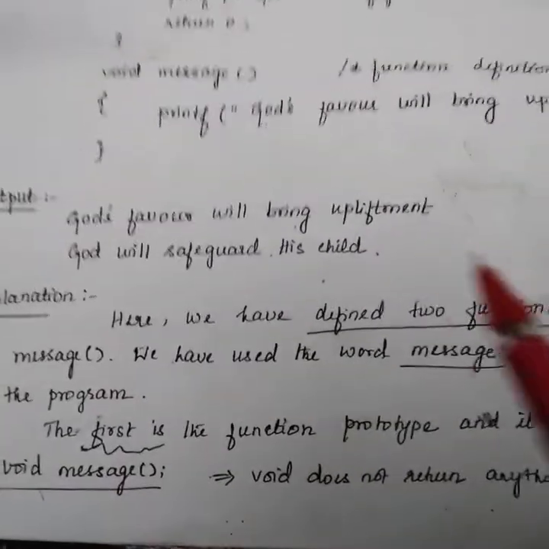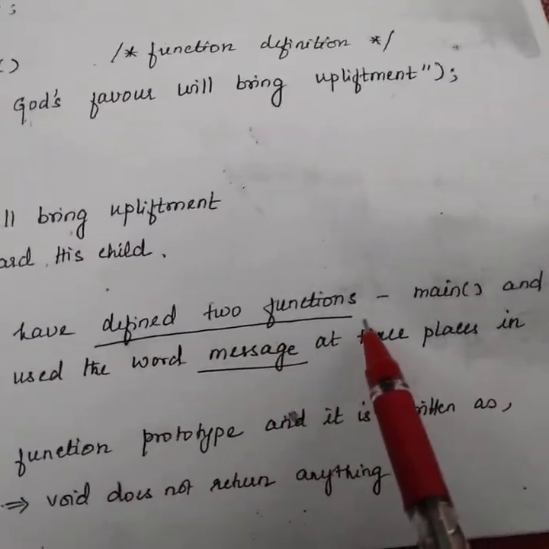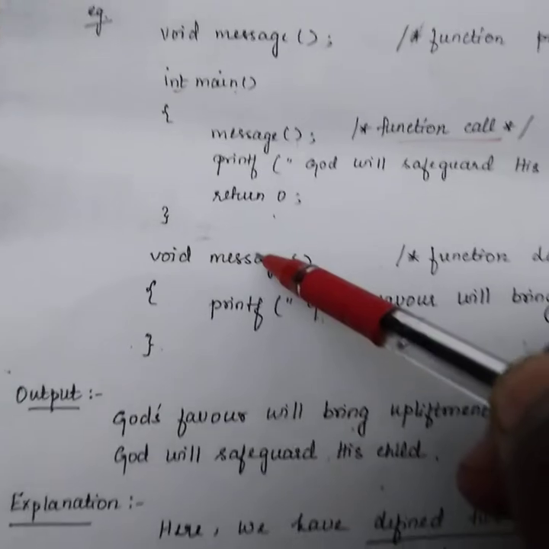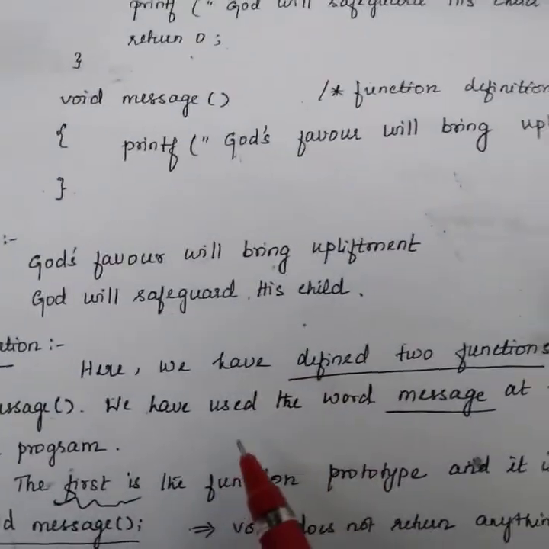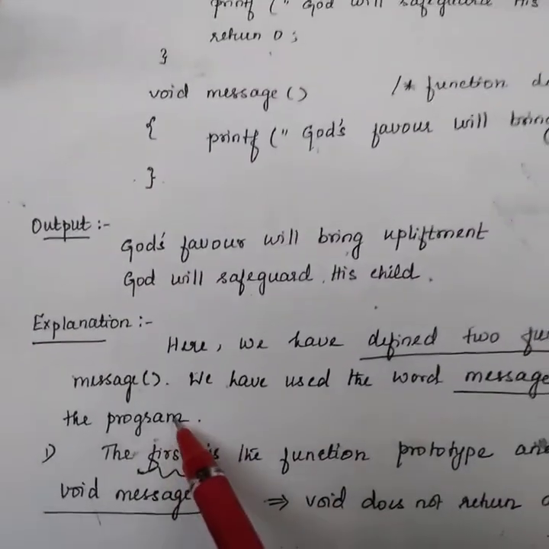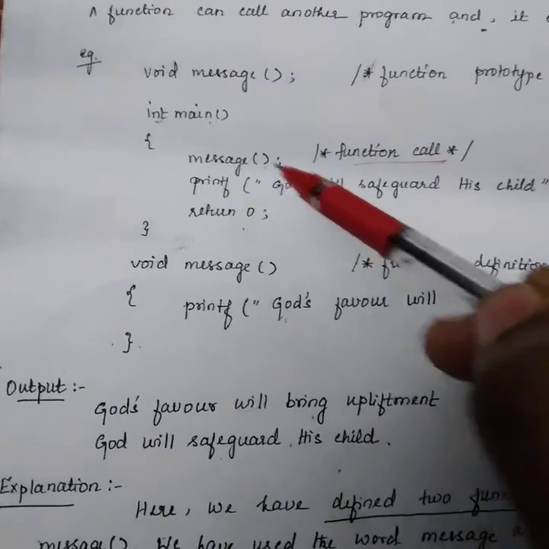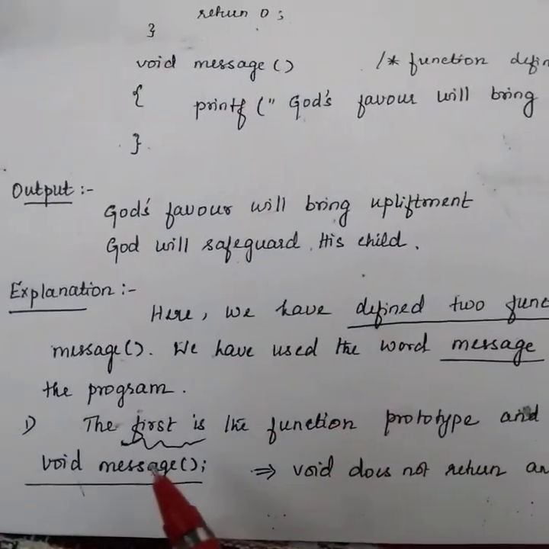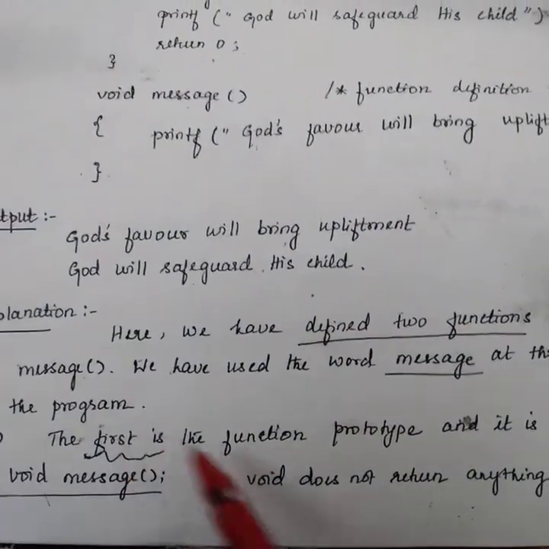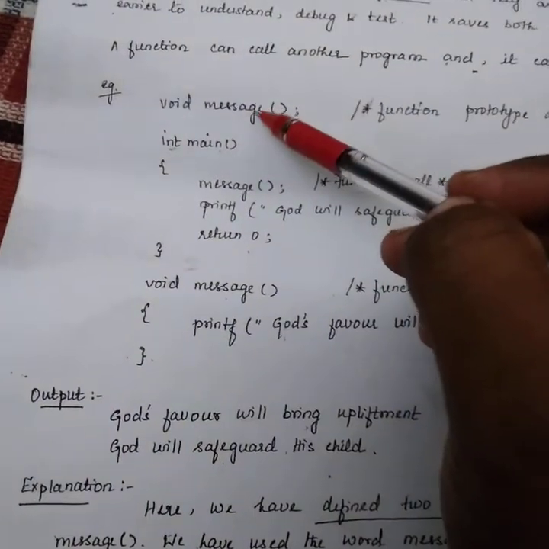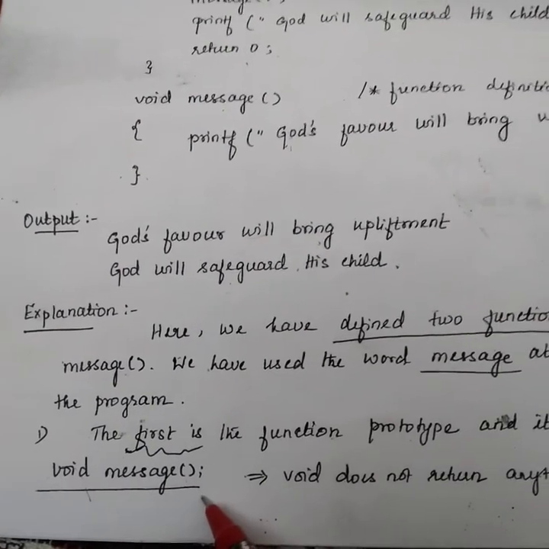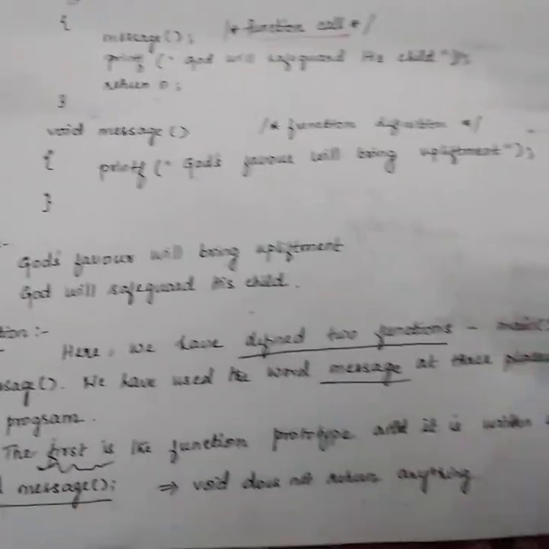Explanation. Here we have defined two functions. One is main function and another one is message. This is main function. This is subfunction, that is message. We have used the word message at 3 places in the program. 1, 2 and 3. So, these 3 places are very important. First is the function prototype. This is the function prototype and it is written as void message of. Void will not return anything.